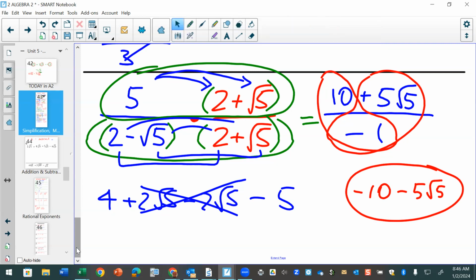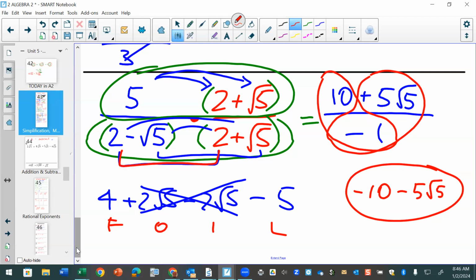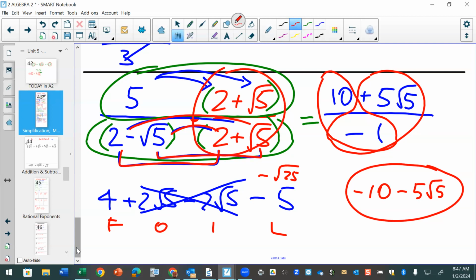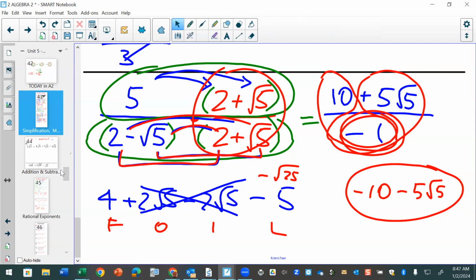What was it? 4 plus 2 root 5 minus 2 root 5 minus... Because I know how to FOIL. First times first is 4. Outsides give me 2 radical 5. Insides give me minus 2 radical 5. And then what's minus radical 25? Minus 5. Okay. But the whole goal of multiplying by the complex conjugate is that you don't get radicals on the bottom anymore. The hippies are now in the kitchen. I guess that's okay. Good enough. All right, guys. Great start. Happy New Year.